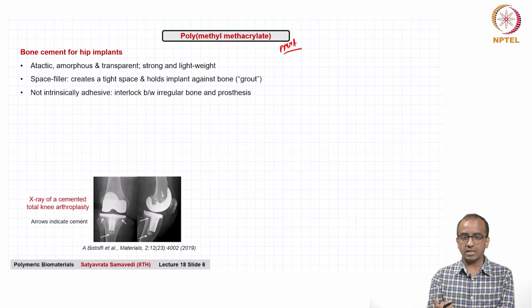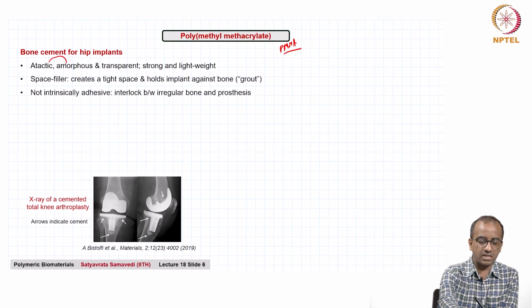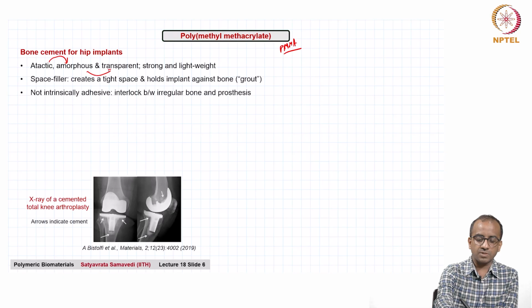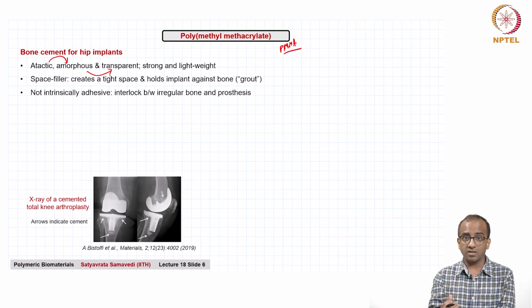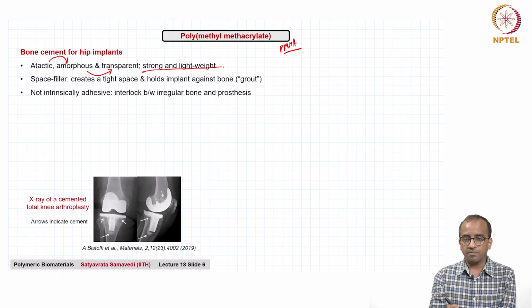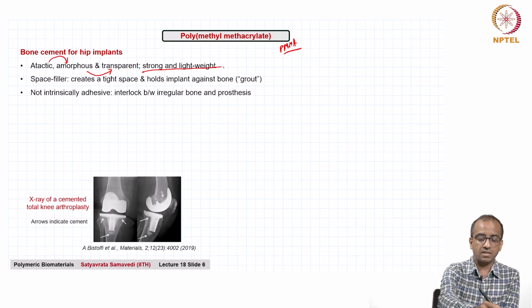is an atactic polymer, which means largely it is going to be amorphous. So, the fact that it is atactic is connected to its amorphous nature, and also because it is amorphous, it is going to be transparent, and that has to do with how the optical properties are dictated. It is strong and lightweight, and it is typically used, at least the application we are looking at here, is that of bone cement for hip implants.